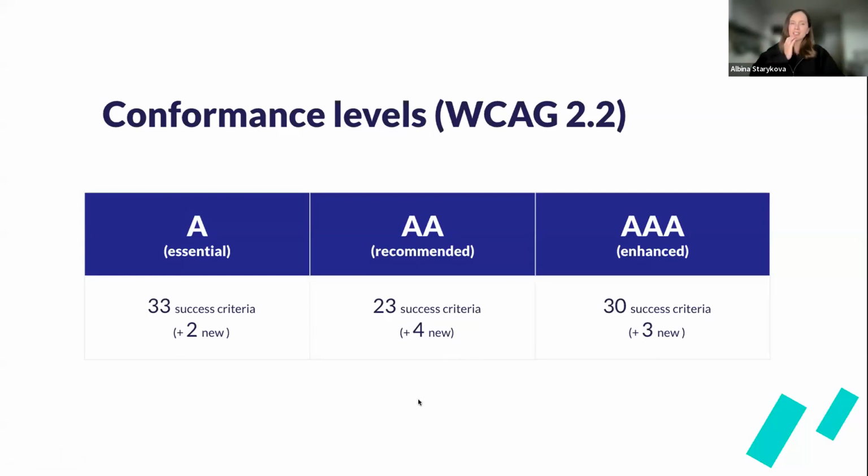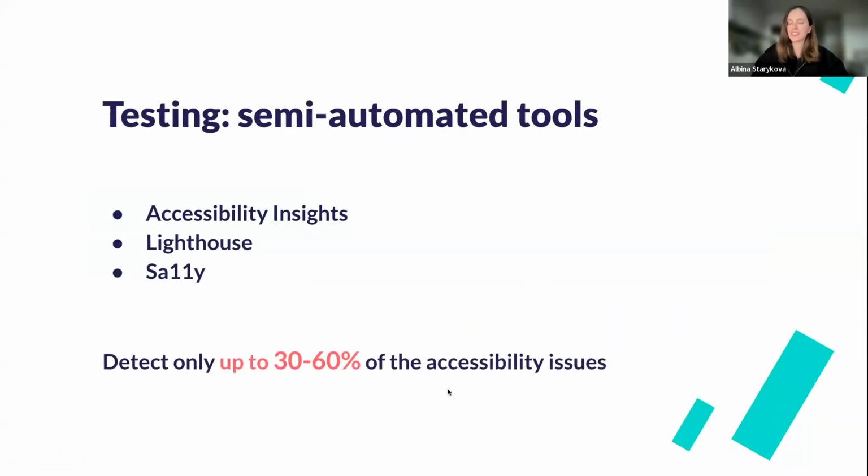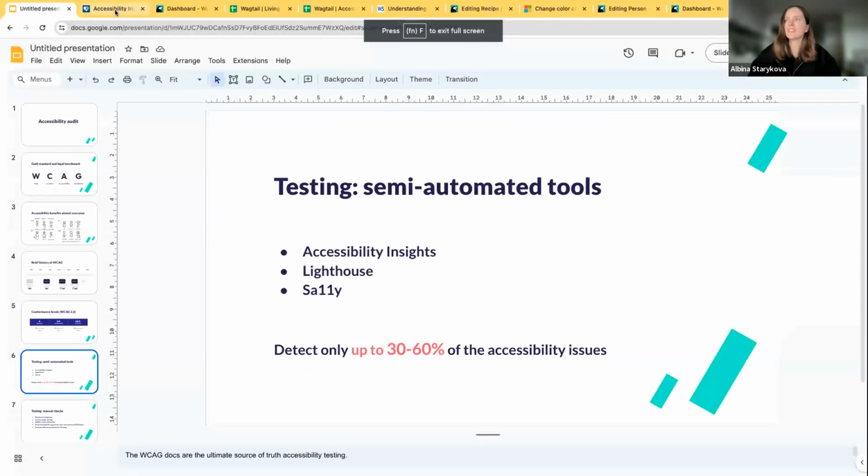The release of WCAG 2.2 may prompt you to conduct your very own accessibility audit. So how do you do that? With Wagtail, we have done such accessibility audits for years already, and we employ a mix of semi-automated tools and manual checks in order to ensure comprehensive coverage for all the accessibility needs. Our go-to semi-automated tools are Accessibility Insights, Lighthouse, and Sally. If you're just getting started, Accessibility Insights is a nice one to start with.